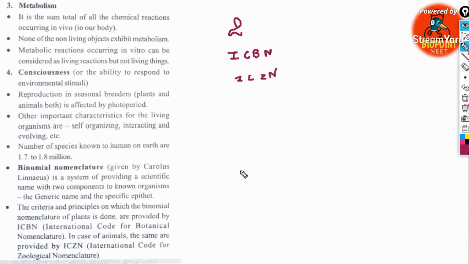Comment me right now, which is for plants and which is for animals. Fast. We have to complete the entire chapter.